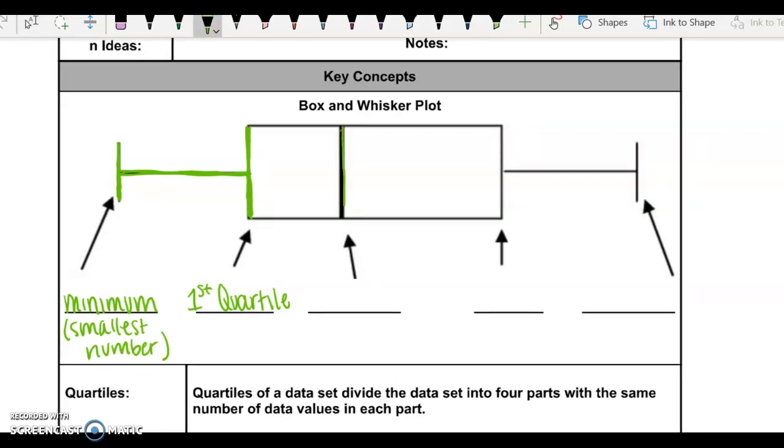The next vertical line, this is our median. Something you need to know, our median is not always in the middle of the box. It is our middle number, but depending on where our smallest and largest numbers are, sometimes our median falls kind of within the box somewhere. It's not always going to be in the middle of the box, so you do need to note that. Sometimes you might hear this as our second quartile.